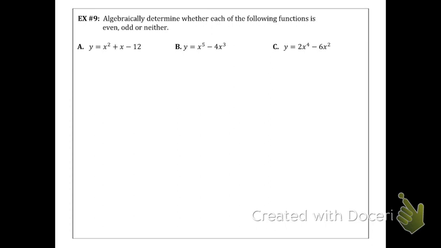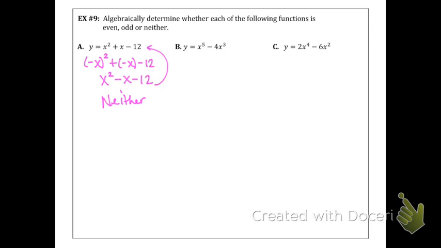So I'm going to plug in my negative x for x. So I have negative x squared plus negative x minus 12. I'm going to simplify this as far as I can and then compare it back to the original. Is it the same? It is not, so it's not even. Did all the signs change? No, only one of them did, so it is not odd, therefore this one is neither.